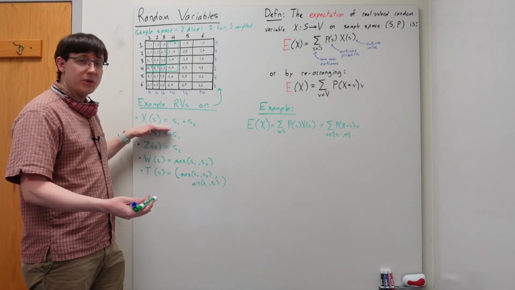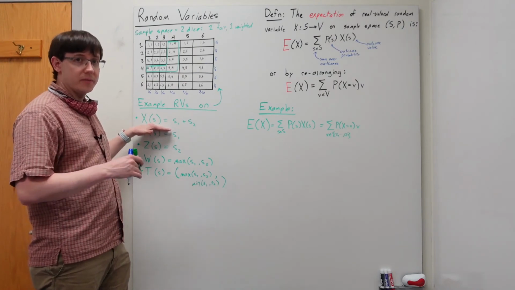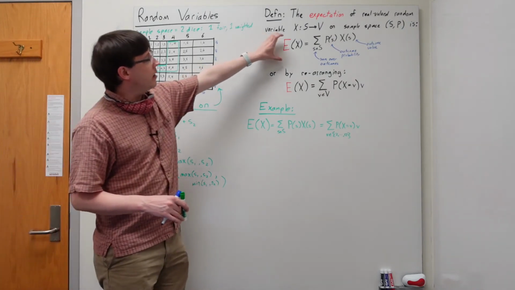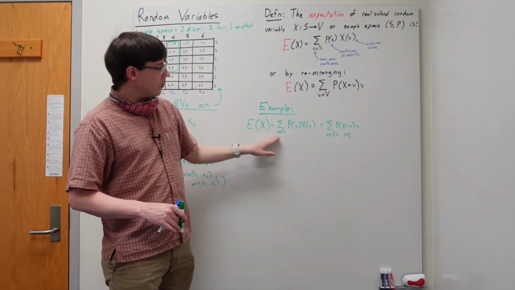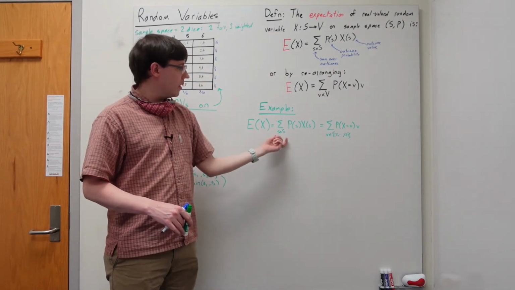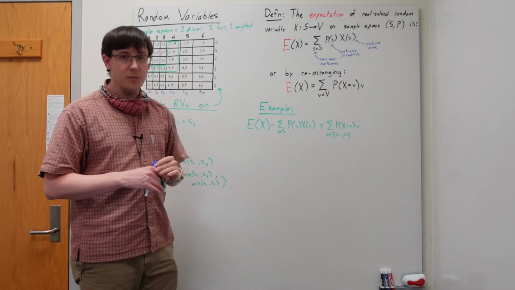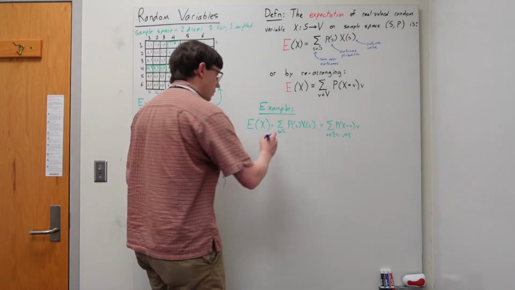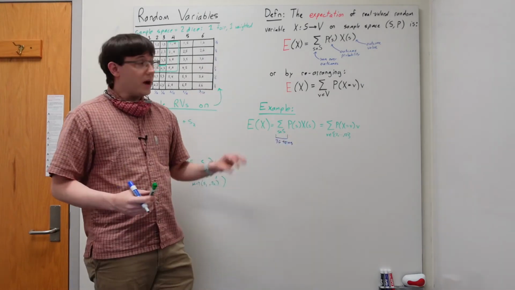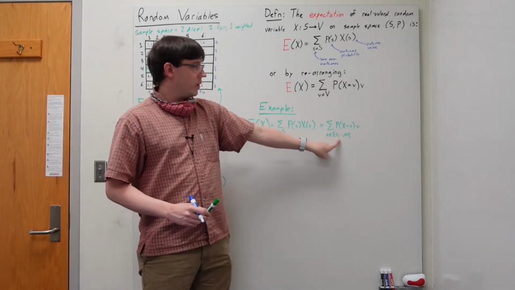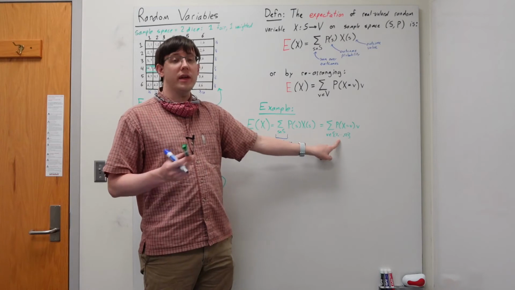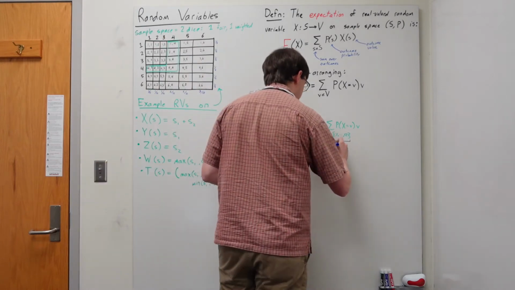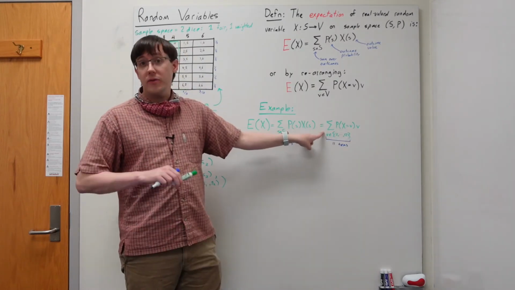If we want to compute the expectation of our random variable x, then by the first definition, we would have this sum over all of the outcomes in our sample space, which has 36 terms. Or by the second definition, we have this sum with 11 terms. So I'd rather do this one.